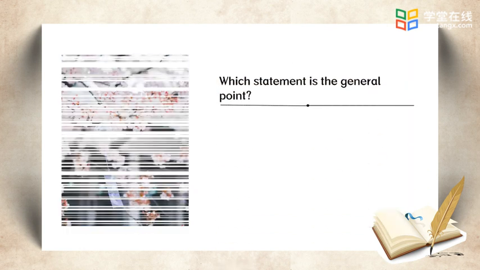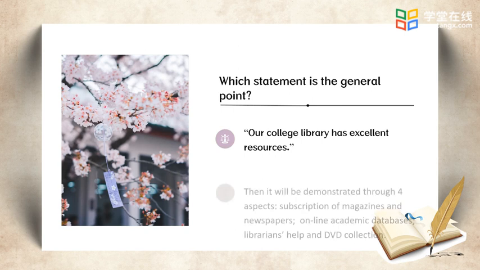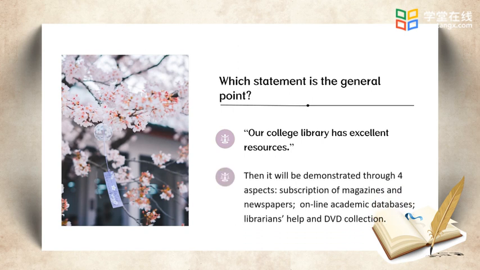Which statement is the general point? It's: our college library has excellent resources. Then it will be demonstrated through four aspects: subscription of magazines and newspapers, online academic databases, librarians' help, and a DVD collection.